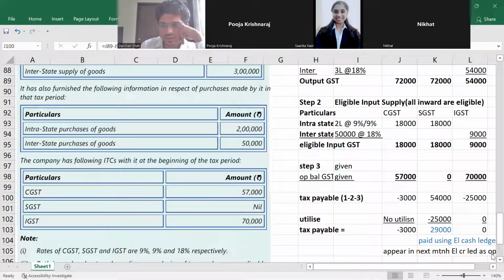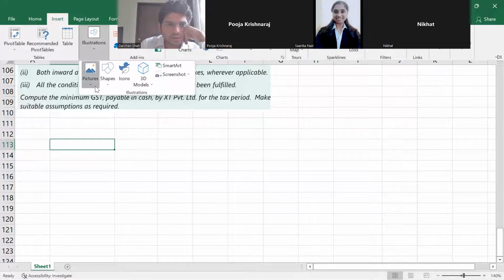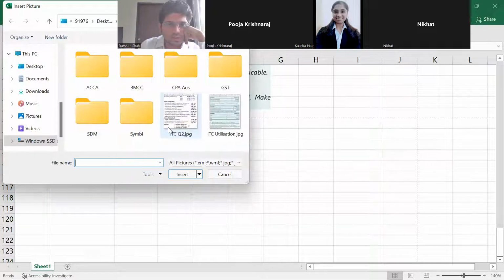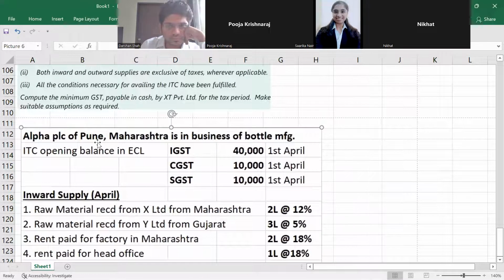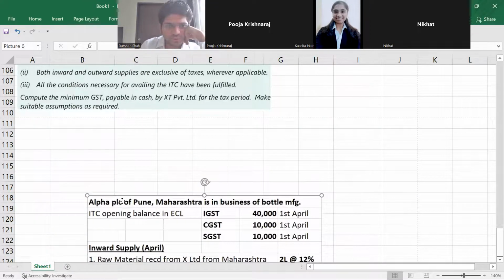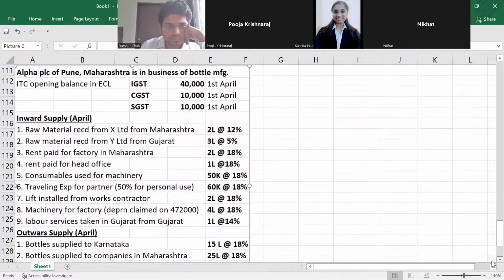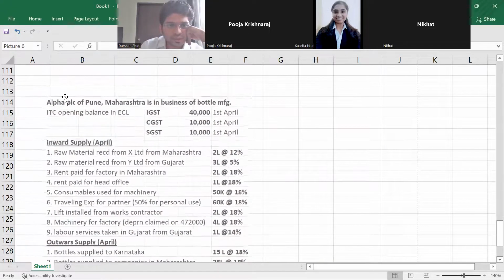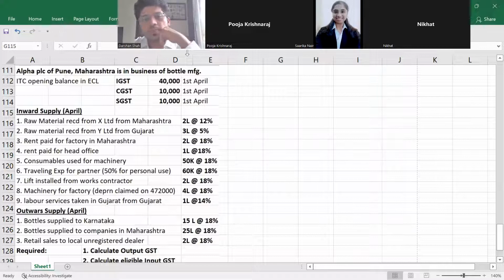All right. Let us do the next one. You guys want to try this question on your own? Let me read the question first. Alpha PLC of Pune, Maharashtra is in the business of bottle manufacturing. ITC opening balance in electronic credit ledger is given.